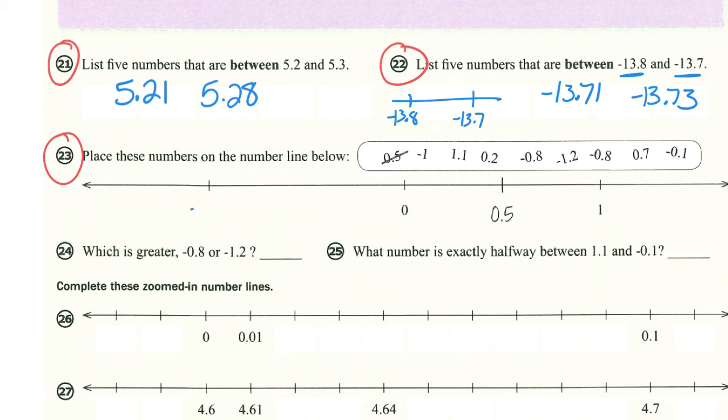In 23, negative 1 is going to go right there on a number line. 1.1 would go right here on the other side of 1. 0.2 would be right about there. Negative 0.8 would be right about here. Negative 1.2 would be right about there. Negative 0.8 is the same number we just did right there. 0.7 would be right about there, and negative 0.1 would be there.